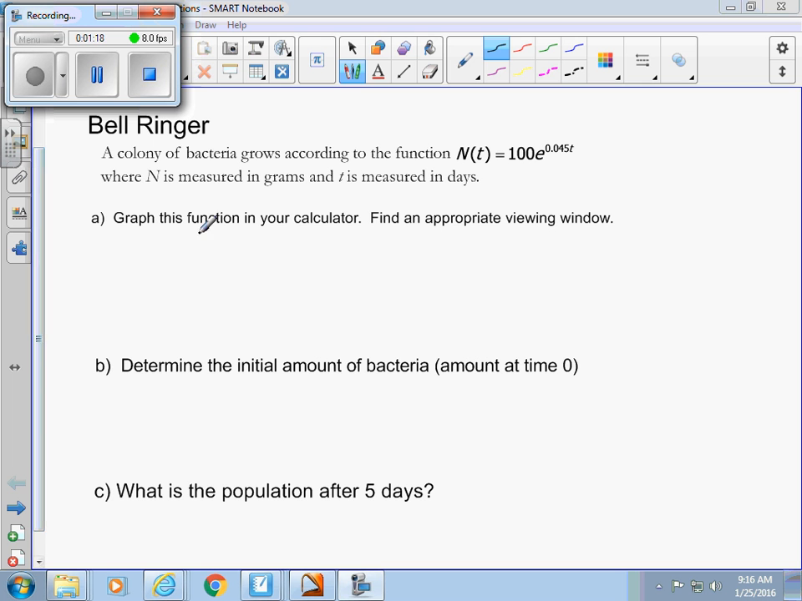So a colony of bacteria grows according to this function, N equals 100 e^(0.045t), where N is measured in grams and t is measured in days. It asks you to graph this function in your calculator and find an appropriate viewing window. So get your calculators out if you haven't yet. I hope you already have. If you aren't doing bell ringers, you need to start.